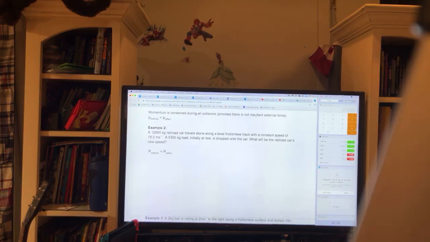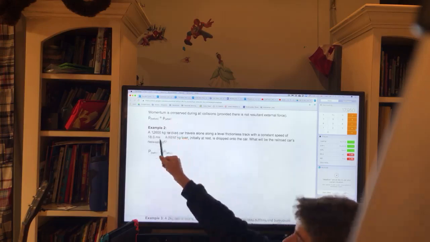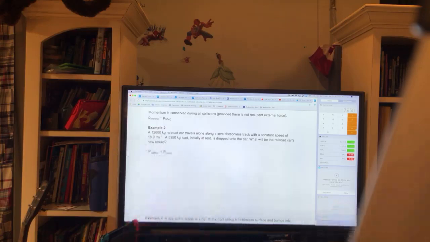Okay. So if I get the momentum before, it would equal the momentum after, which is mv, so mass times velocity. So I know the mass before, which is 12,600. I then multiply that by 18 meters per second, and that would equal the left side. On the other side of the equation, 17,950 kilograms, because if I get this number right here and I add it to the original railroad car, that would give me 17,950. I'd multiply that by the velocity, which I don't know.